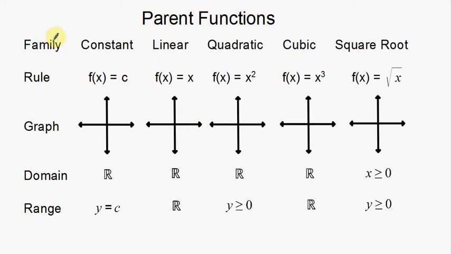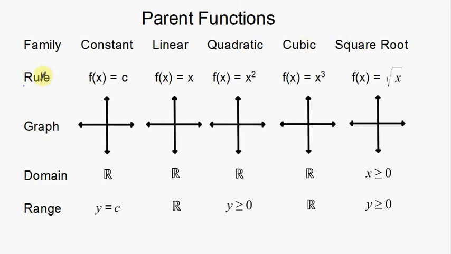Okay, so there's a bunch of them. We have constants, we have linear, we have quadratic, we have cubic, and we have square root. So these are the 1, 2, 3, 4, 5. These are the 5 that we're going to talk about today. There are many, many more that we can have, but these are just the basic ones that we're going to talk about today.